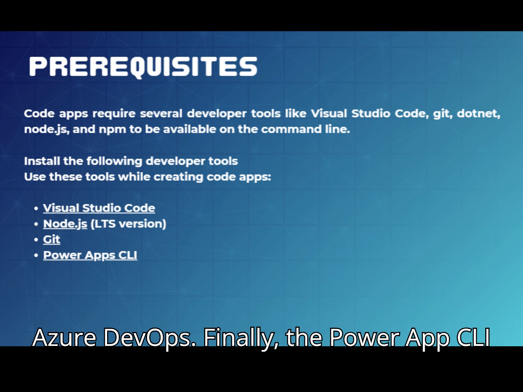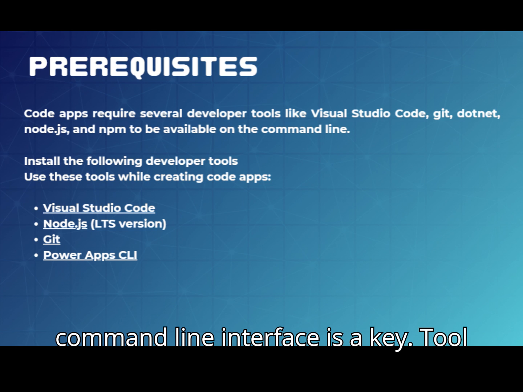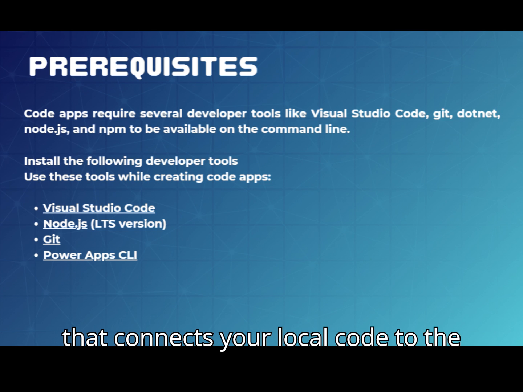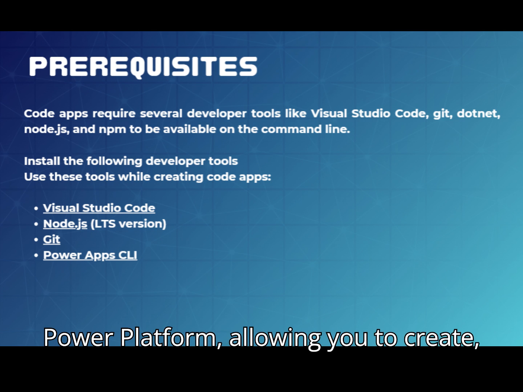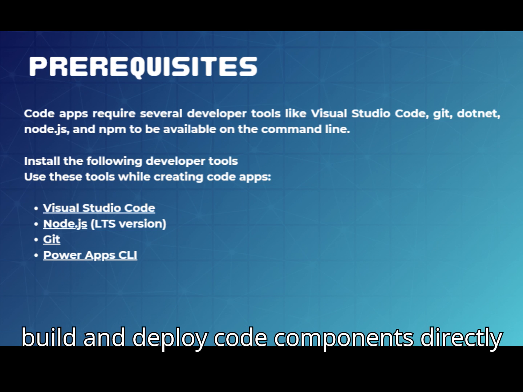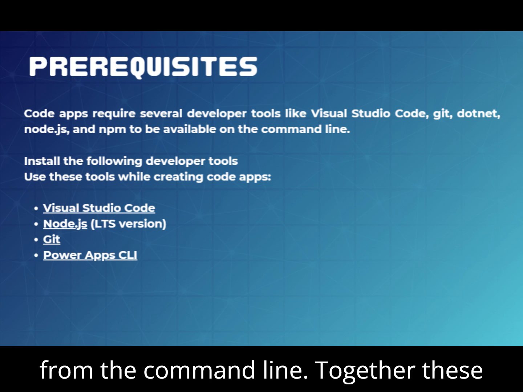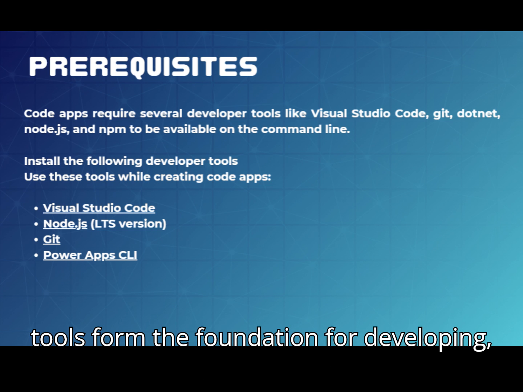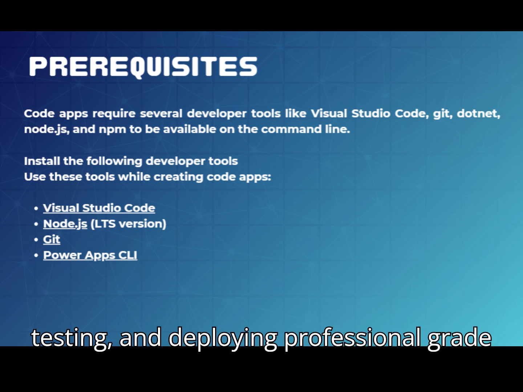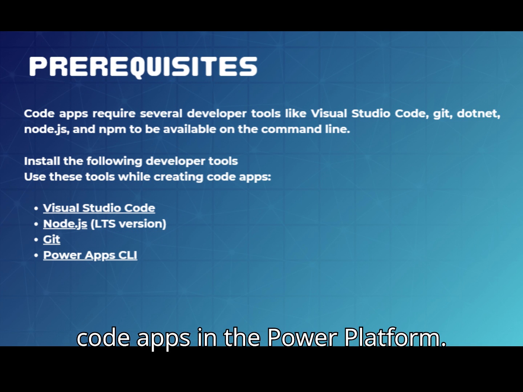Finally, the Power Apps CLI, command line interface, is a key tool that connects your local code to the Power Platform, allowing you to create, build, and deploy code components directly from the command line. Together, these tools form the foundation for developing, testing, and deploying professional-grade code apps in the Power Platform.